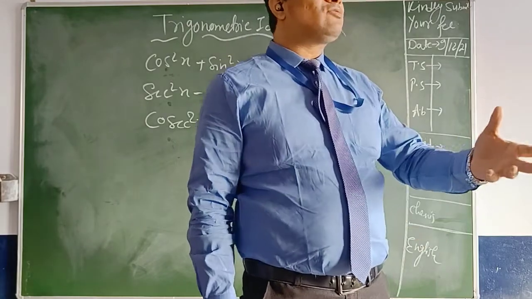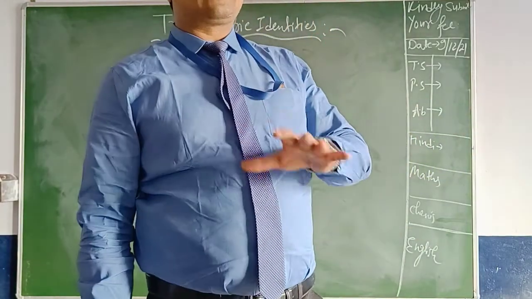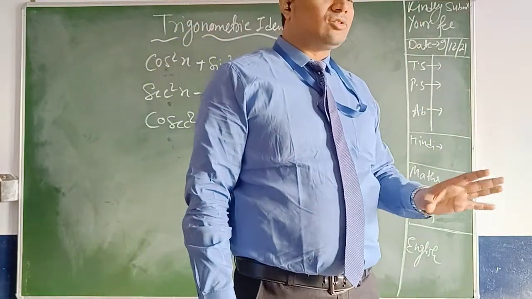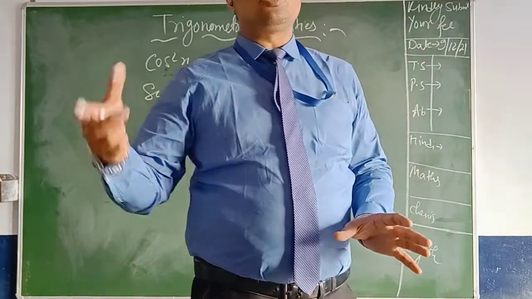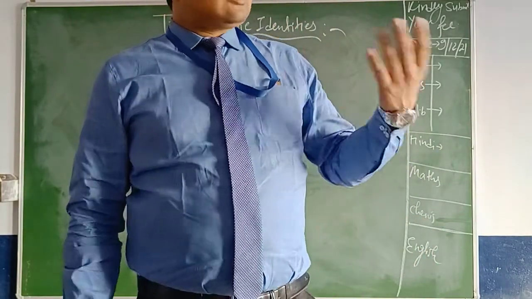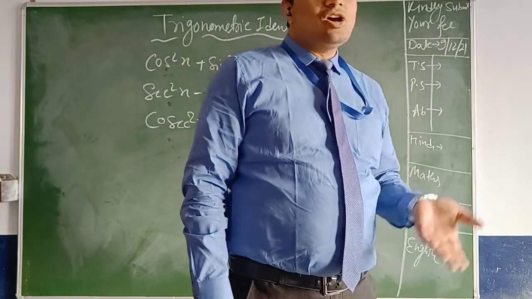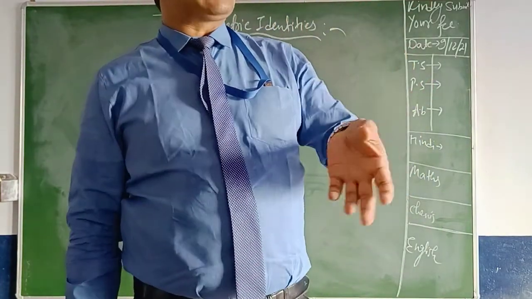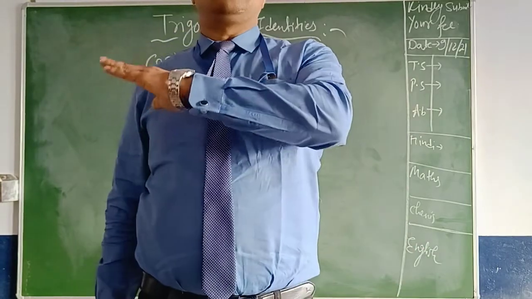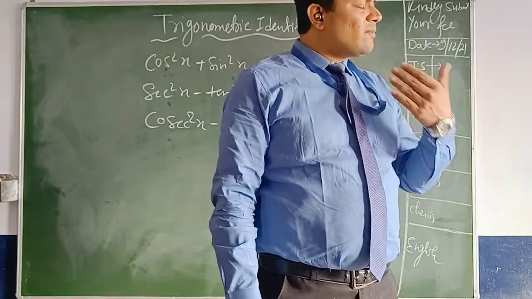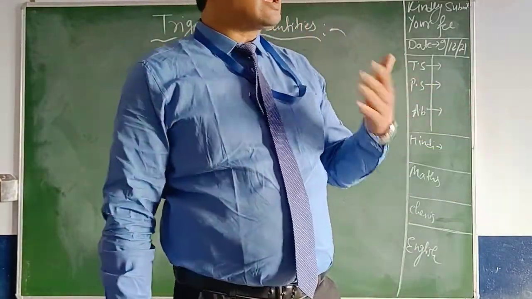Clear? If you have the value of cos x, you can find the value of sec x also. Cosec x equals 1 upon sin x. Tan x, that everybody knows, is sin x upon cos x. Clear? So if you have the basic values of sin x and cos x, you can calculate any value of tan x, sec x, cosec x and cot x.